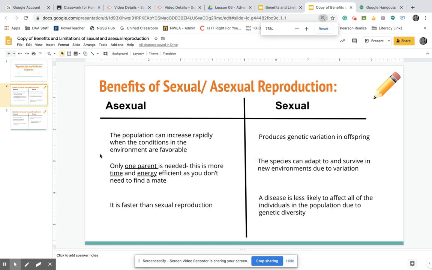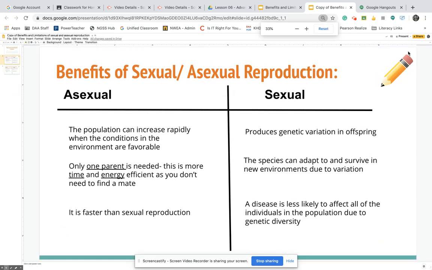So some of the benefits of both, and be sure to record these in your notebook. For asexual reproduction, the population can increase rapidly when the conditions in the environment are favorable. And the reason why they can reproduce rapidly is because only one parent is needed. This is more time and energy efficient as you don't need to find a mate. And it's faster than sexual reproduction. So a lot of the benefits with asexual reproduction are the limited amount of time that's required. There's only one parent and it just takes less energy.